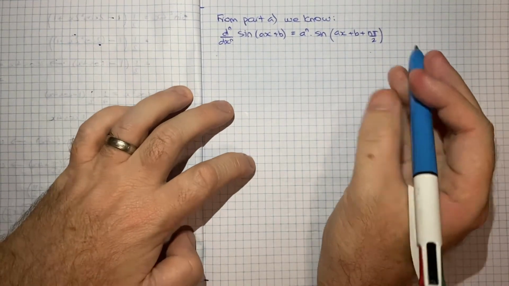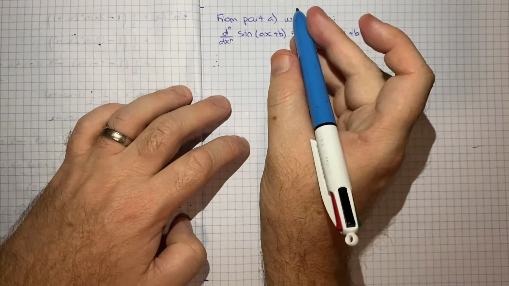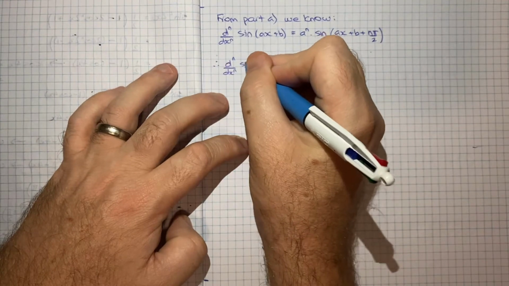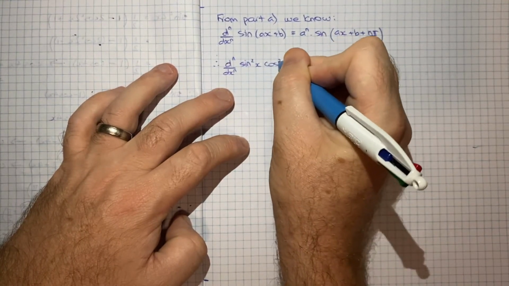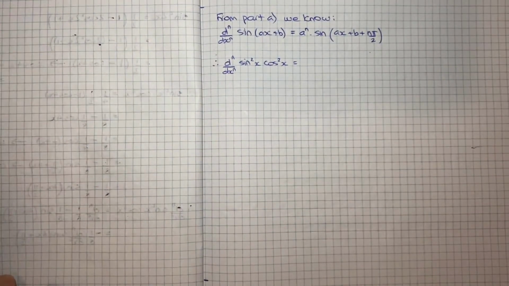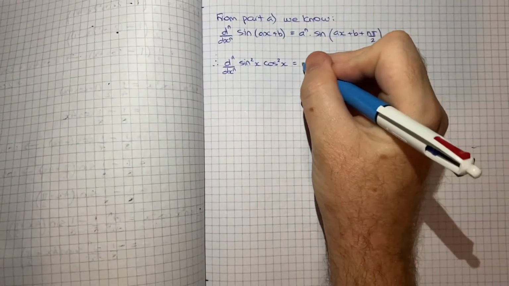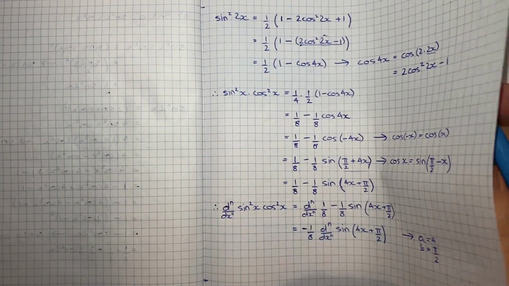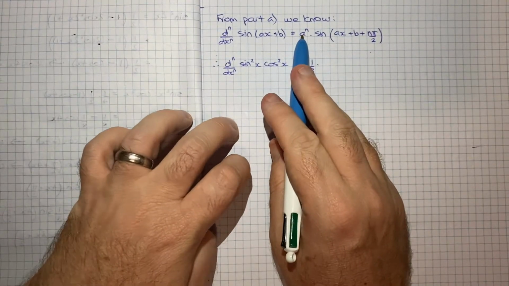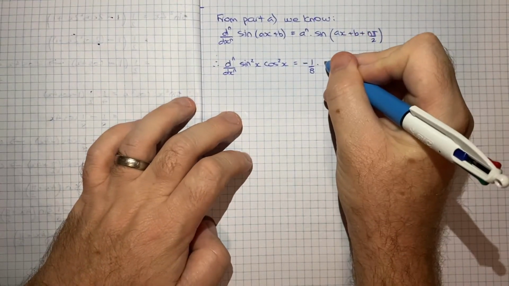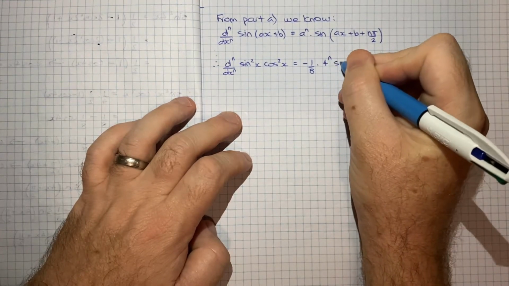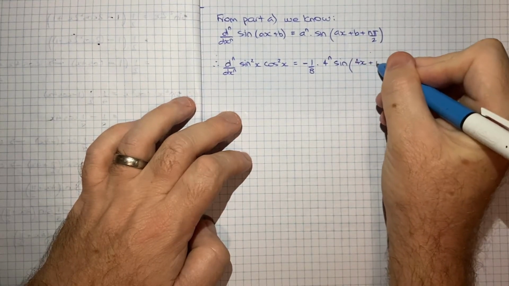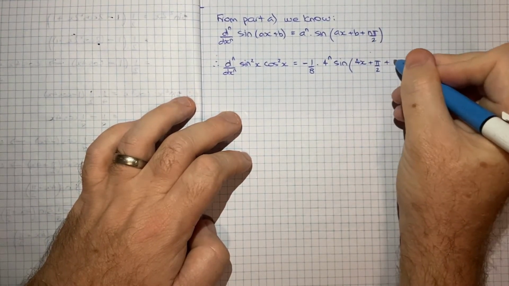So applying that, we can say, therefore, the nth derivative with respect to x of sine squared x cos squared x is equal to negative 1 on 8 times, and here a is 4, b is pi on 2, so we get 4 to the power of n times sine of (4x plus b, or plus pi on 2, plus n pi on 2).